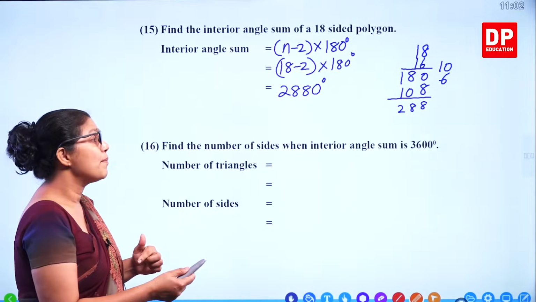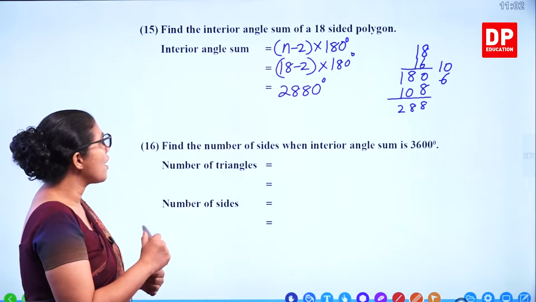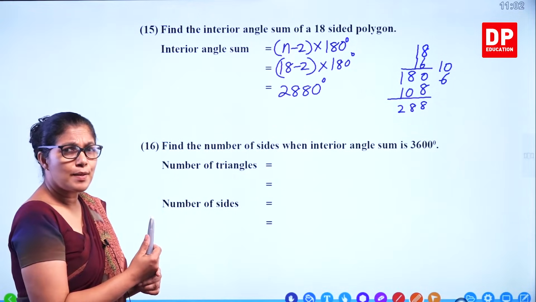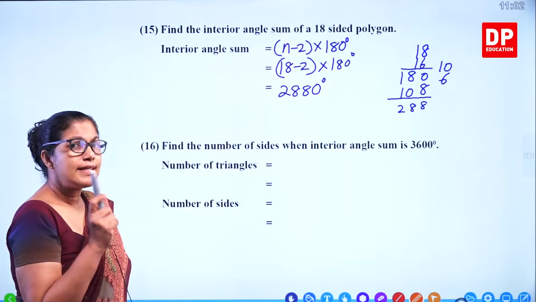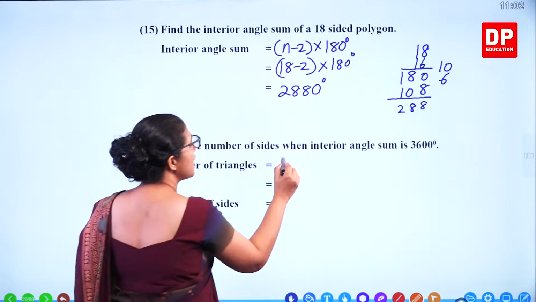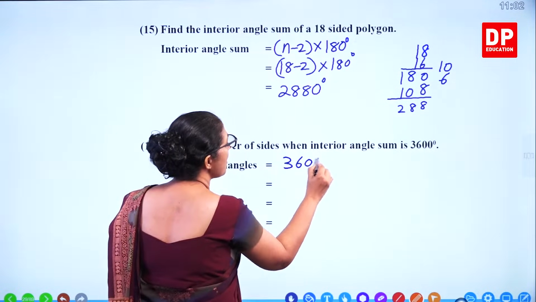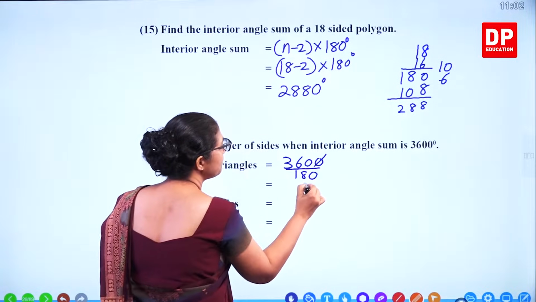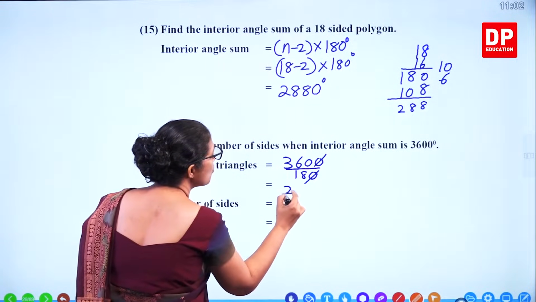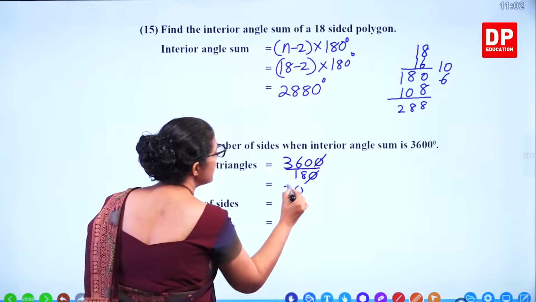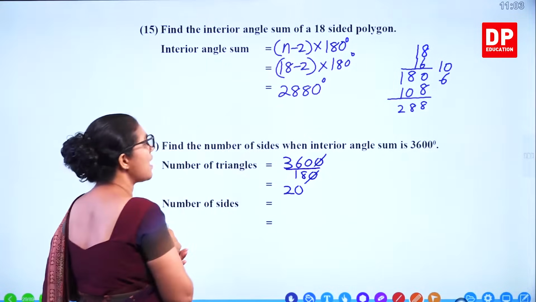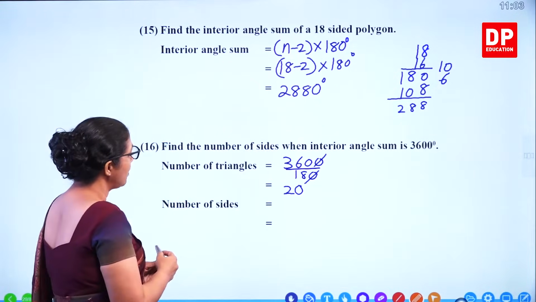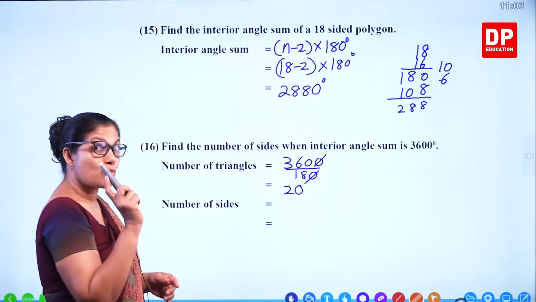Find the number of sides when the interior angle sum is 3600. Other way around, the sum is given and you are asked to find the number of sides. So we'll first find the number of triangles. Each triangle is 180 degrees, so if we divide this by 180, we see how many triangles there are. 18 times 2, so 20. 20 triangles are there.